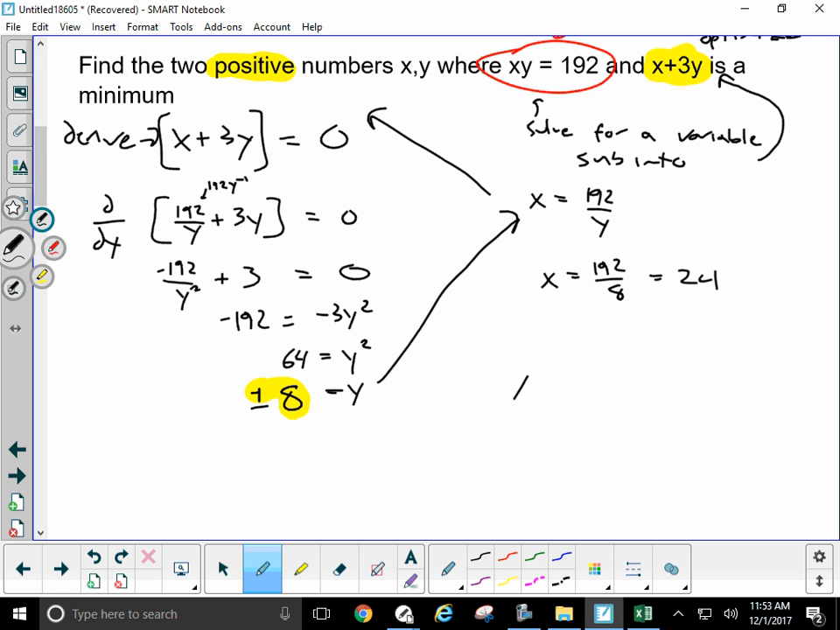So it turns out when x is 24 and when y is 8, those two numbers that multiply to equal 192 will produce the minimum sum of the x plus 3 times the y. It ends up just being 48. If I pick any other two numbers that multiply to get 192, they will produce a larger x plus 3y. Okay?